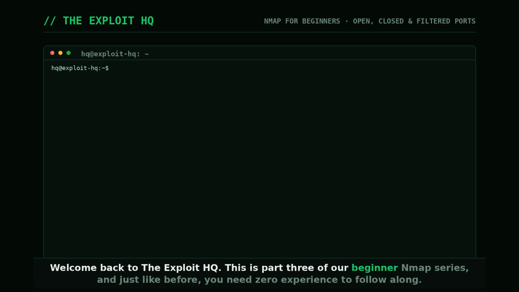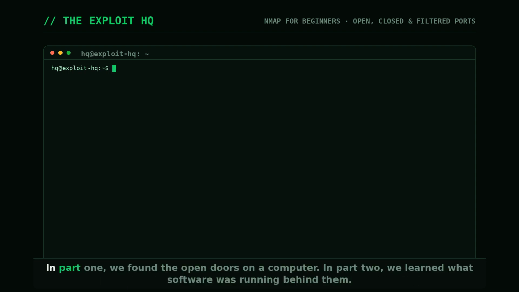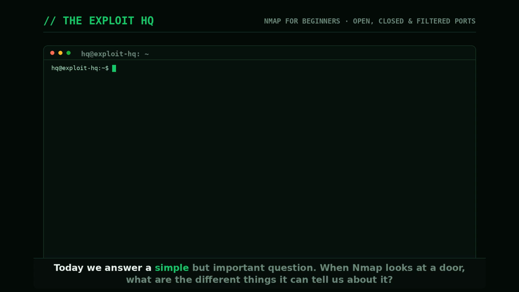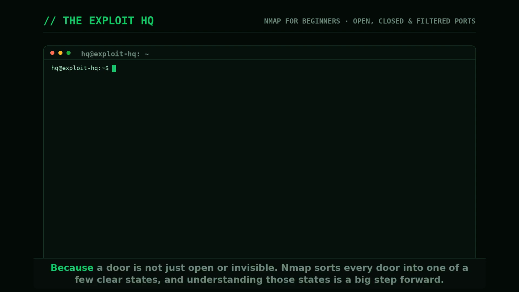This is part 3 of our beginner Nmap series, and just like before, you need zero experience to follow along. In part 1, we found the open doors on a computer. In part 2, we learned what software was running behind them. Today we answer a simple but important question. When Nmap looks at a door, what are the different things it can tell us about it? Because a door is not just open or invisible. Nmap sorts every door into one of a few clear states, and understanding those states is a big step forward.